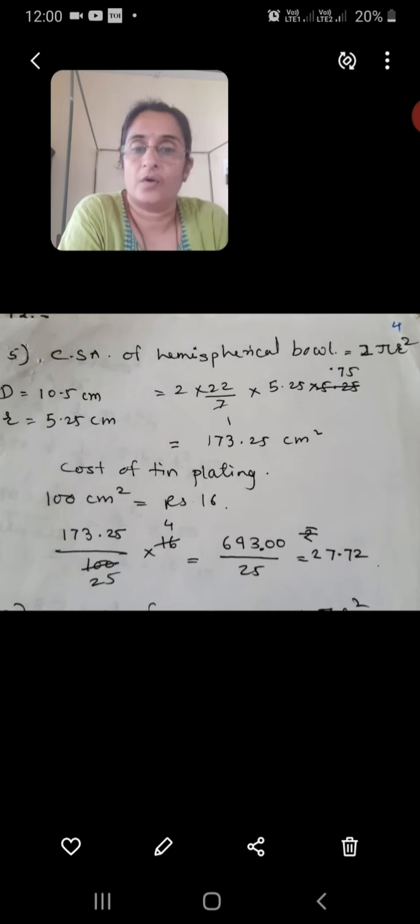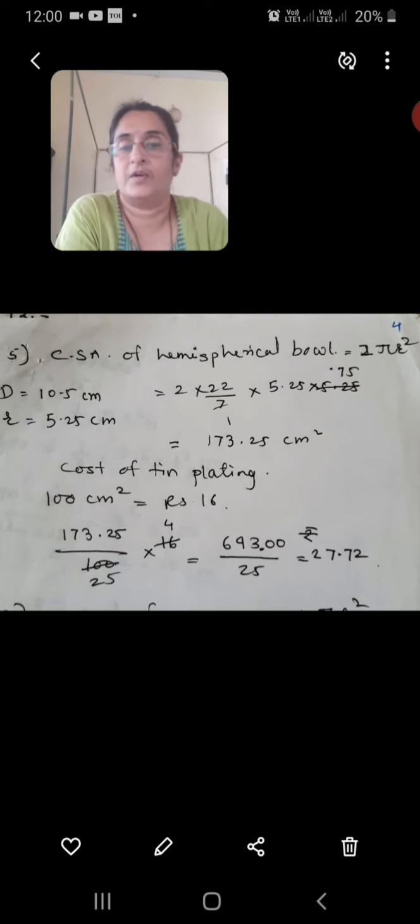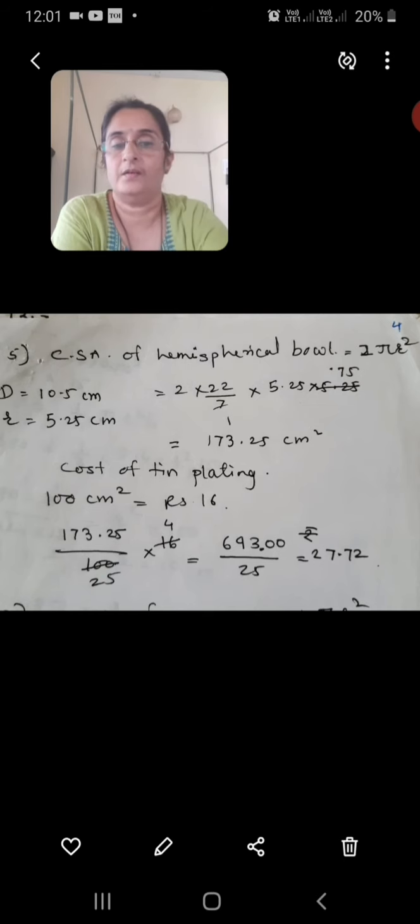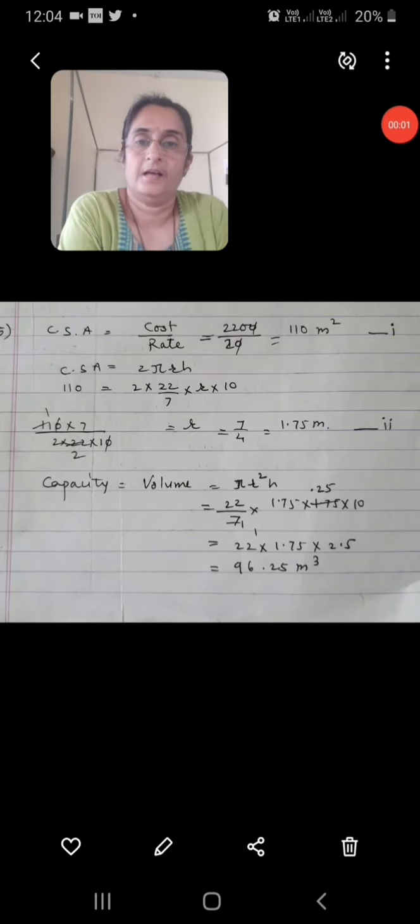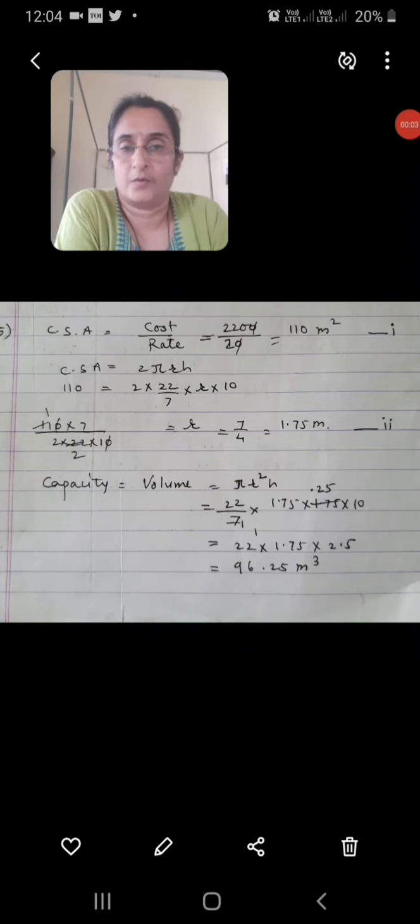To find the cost, the rate given is rupees 16 per 100 centimeter square. So we have to take 173.25 centimeter square divided by 100 into 16. That gives us 27.72 rupees. That is the cost of tin plating the hemispherical bowl.